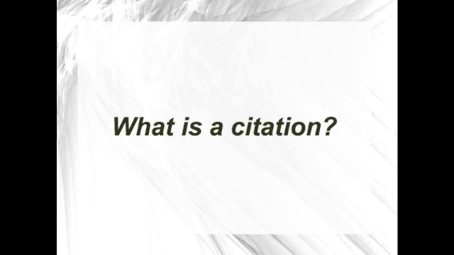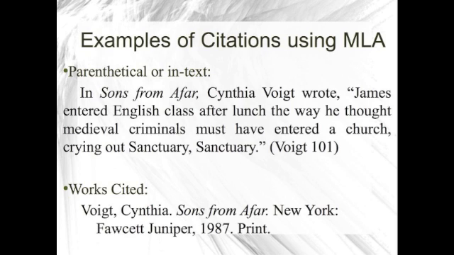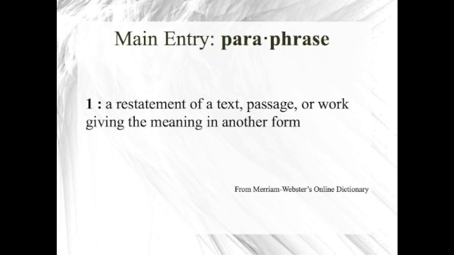At this point, you probably already know what a citation is, but to be brief, a citation is how you indicate where your information came from. There are two types of citation styles that are frequently used at the high school and college level. They are MLA and APA styles. Each style has a way to do in-text citations, a bibliography, and a way to do footnotes and endnotes. A paraphrase is a restatement of a text, passage, or work, giving the meaning in another form.